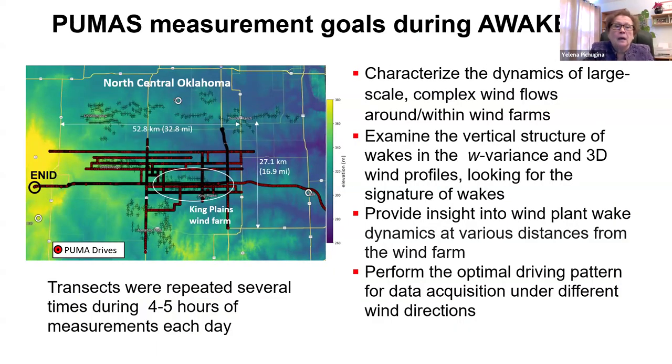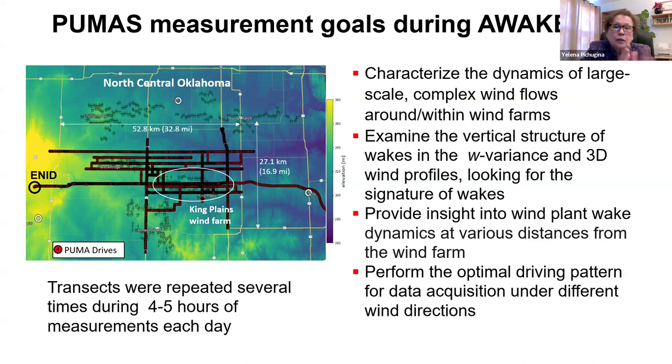During the wake measurements, we did plenty of measurements, and all those red points show Puma drives along those roads. We were located in a city called Enid. For each road, transects were repeated several times during 4 or 5 hours of our measurements every day. And you can see all the distances here. So what we did, we tried to use those data to characterize dynamic flow.